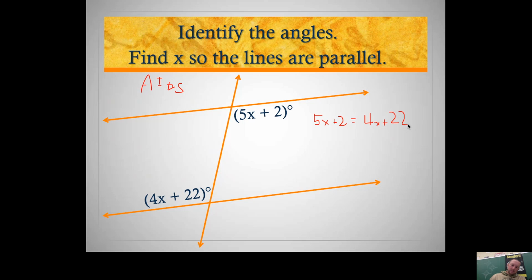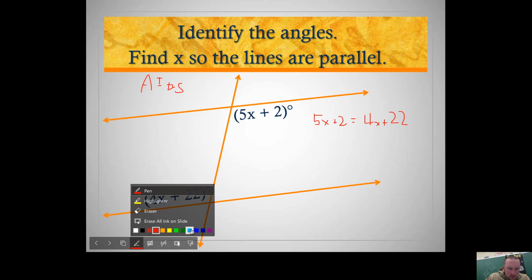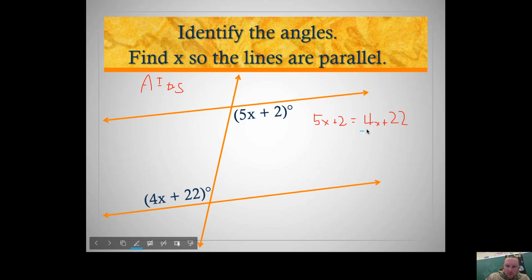Then you're going to solve for x. A good first step would be to subtract 4x from both sides. Okay, my mouse is not going to work right now. So we'll subtract 4x from both sides. That's going to give us a much more manageable equation. That'll give you x plus 2 on the left side, and that's going to equal 22 on the right side.